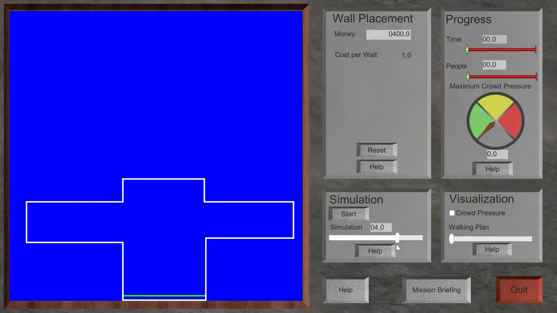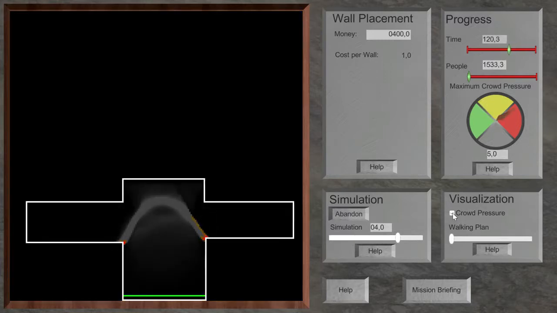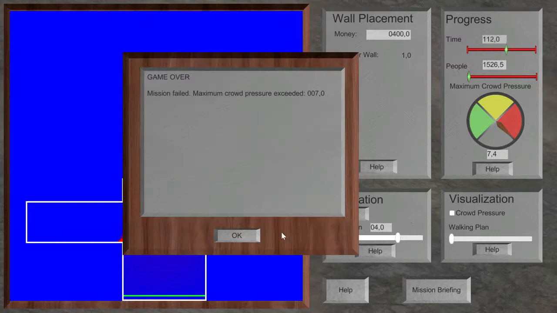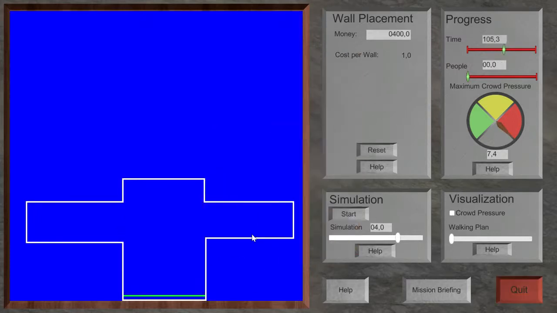Okay, so we crank up the simulation speed to factor 4 so that we don't have to wait too long that way, and then we start the simulation without doing any modifications and see what happens. So we have people pouring in from left and right side. And at a certain point, we also have people pouring in from the top, and then we see here a congestion line building up with increased crowd pressure that basically violates our maximum crowd pressure criterion.